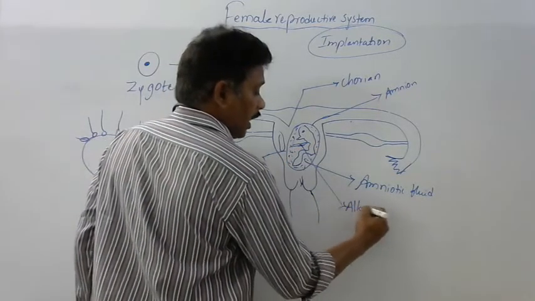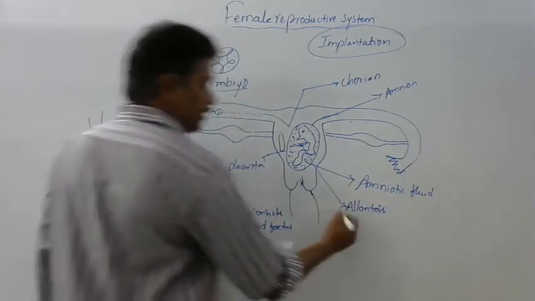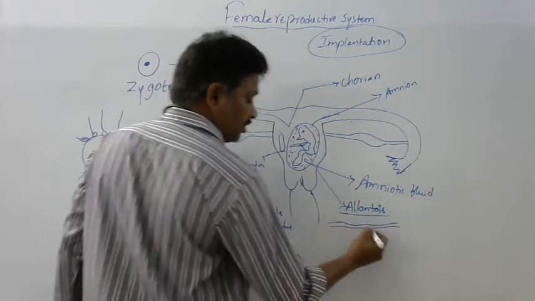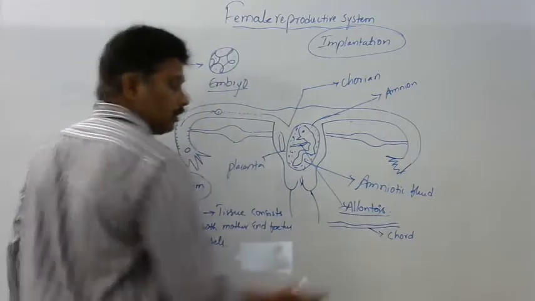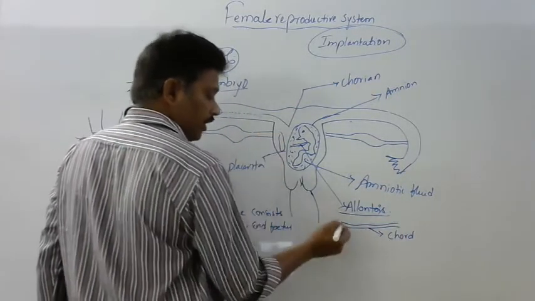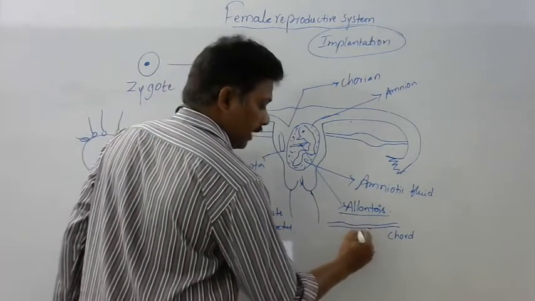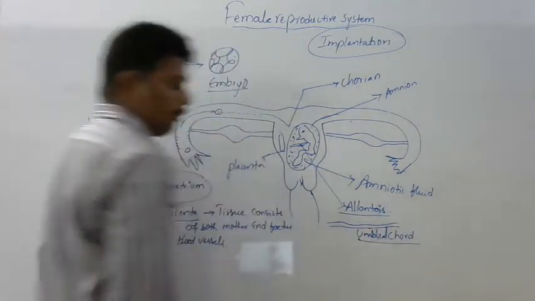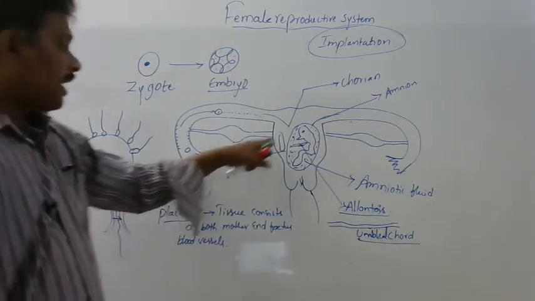Another one, the Allantois layer, is formed. This Allantois layer forms a small pipe-like structure which is called the cord. This connects to the mother's uterus through the placenta. This cord has major blood vessels and is called the umbilical cord. The umbilical cord is formed by the allantois layer. The placenta is formed by the chorion.